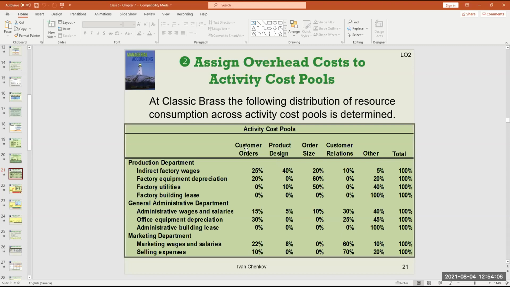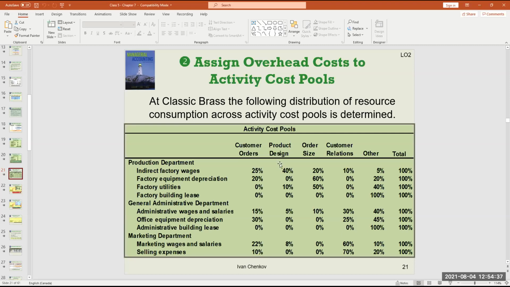For the customer order, we're chasing indirect factory wages. How much of the indirect factory wage is related to the customer order, product design, order size, customer relationship, and other? The total should give you 100%. The total of those should always be 100%. So you have to allocate this cost based on the activities. And that's how you create the cost pools.